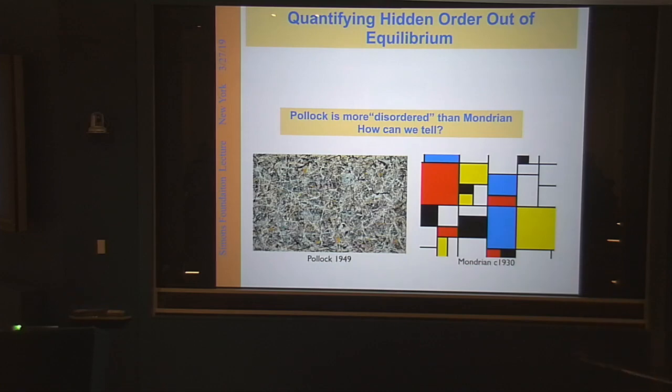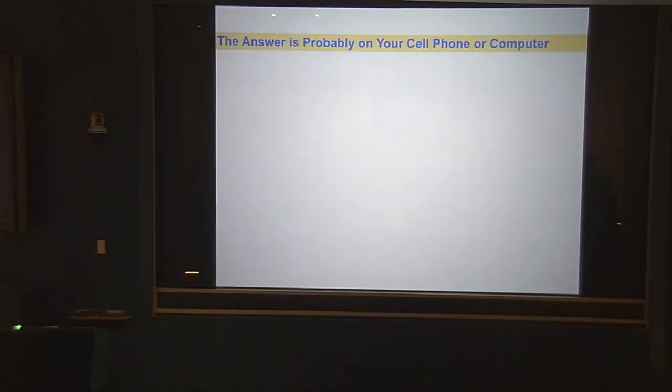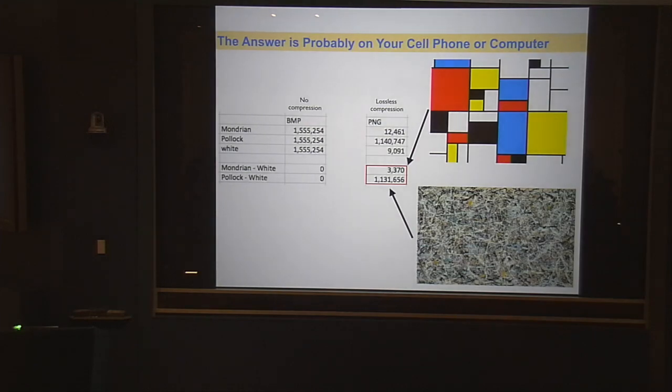And it's clear to everyone which one is more ordered? Well, it's clear that the Mondrian is more ordered, I hope. Okay? The question is, can we quantify it? How would you quantify it? As in everything nowadays, you expect the answers probably on your cell phone or your computer. But it's not on Google. It's in your camera.